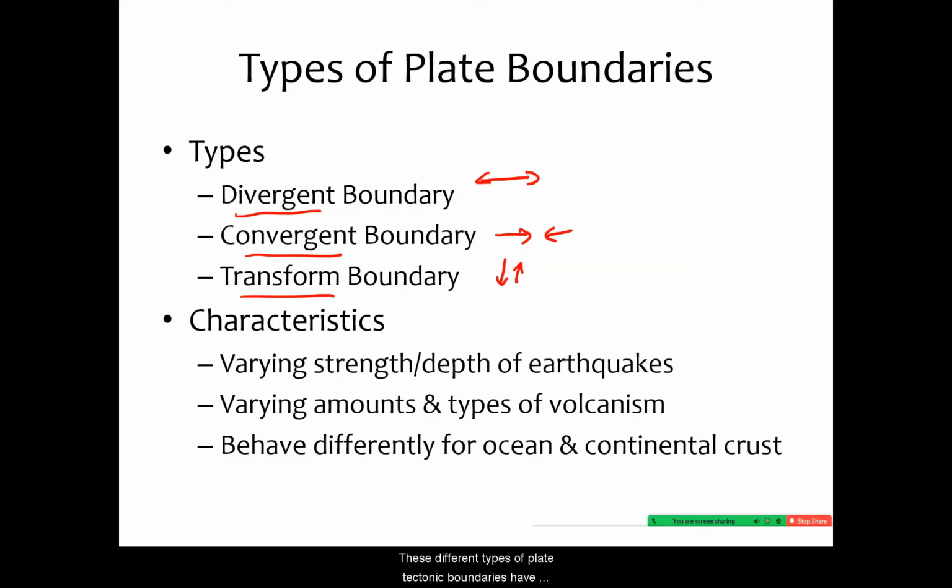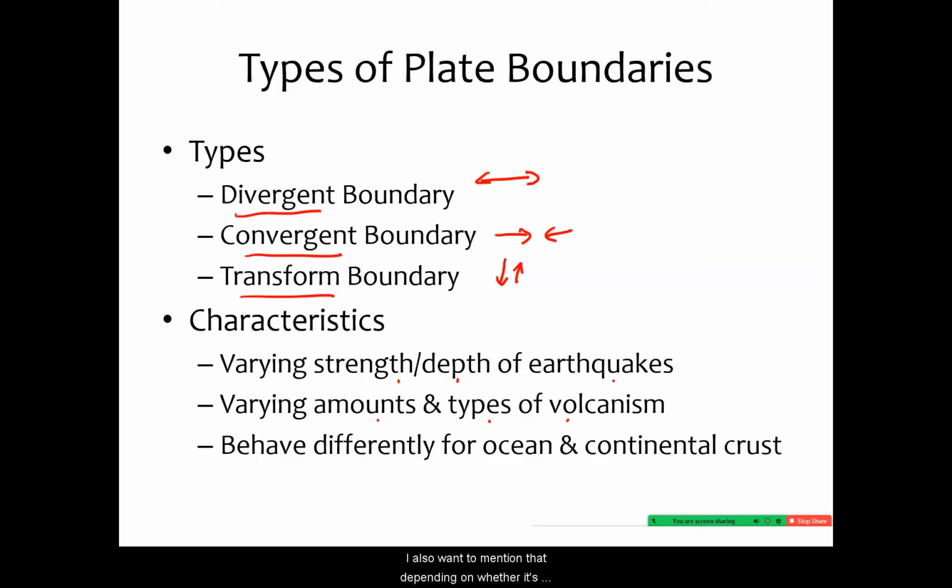These different types of plate tectonic boundaries have different characteristics. They're going to have different strength and depth of earthquakes. They're going to have different amounts and different types of volcanism. They'll also have different morphologies. Mountains will exist on some and not on others.